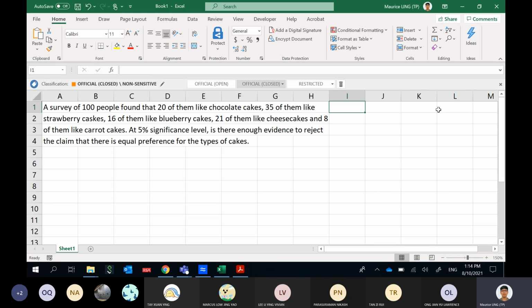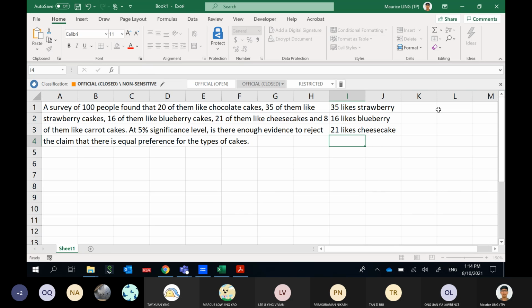So what is our information that we have? 35 likes strawberry. Okay. There's 16 that likes blueberry cakes. 21 likes cheesecake. And 8 likes carrot cake. Okay. So is there enough evidence to claim that there's equal preference? Okay, so how do you do that?